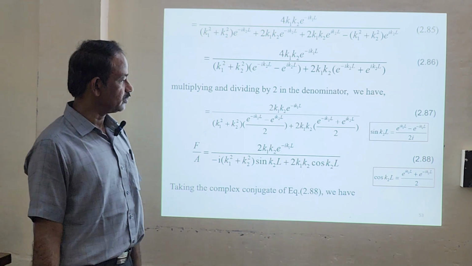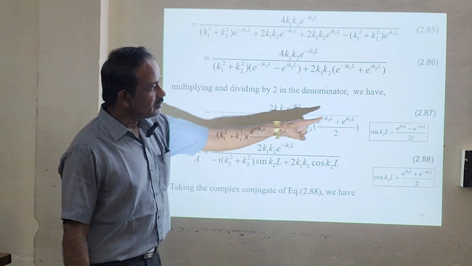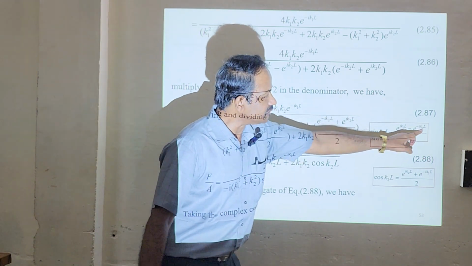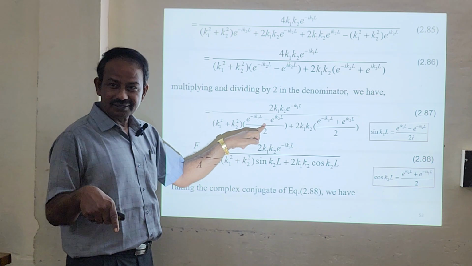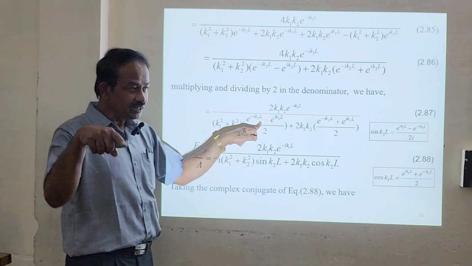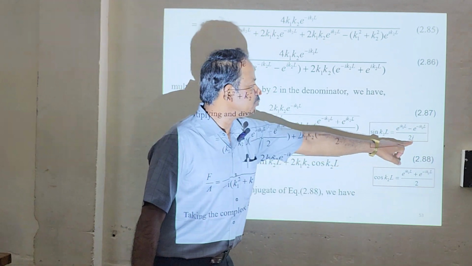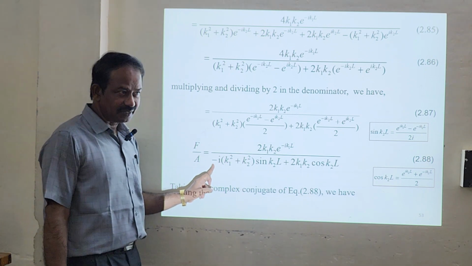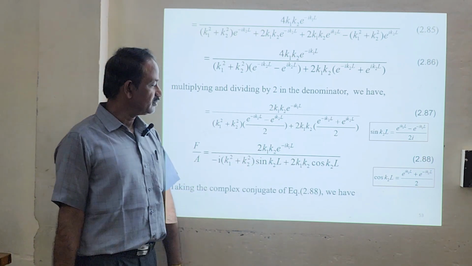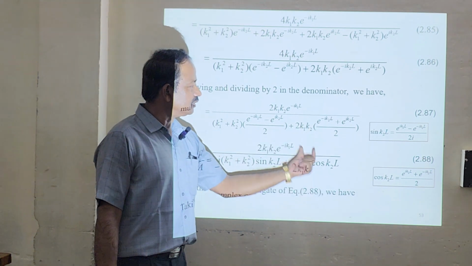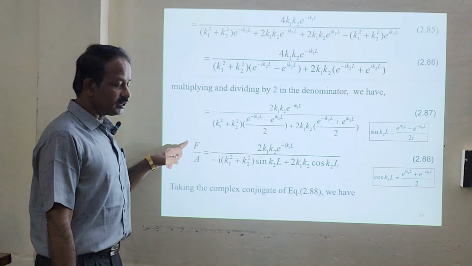So this term can be written as, but you just look at it. This is e power plus i k2l minus e power minus i k2l. But here it is given as e power minus i k2l minus e power i k2l. So for that what we can do, just bring this i and minus sign, that will give you minus i. Minus i times k1 square plus k2 square can be replaced by sin k2l. And of course this is very simplified, so 2k1 k2 cos k2l. Is it okay? So we have now found f by a.